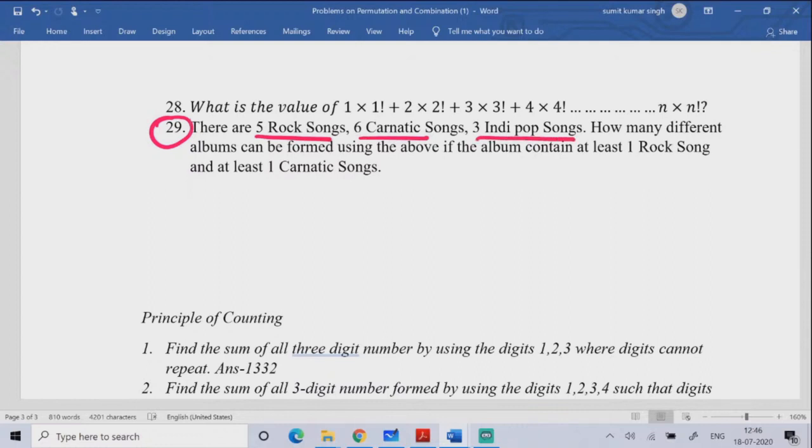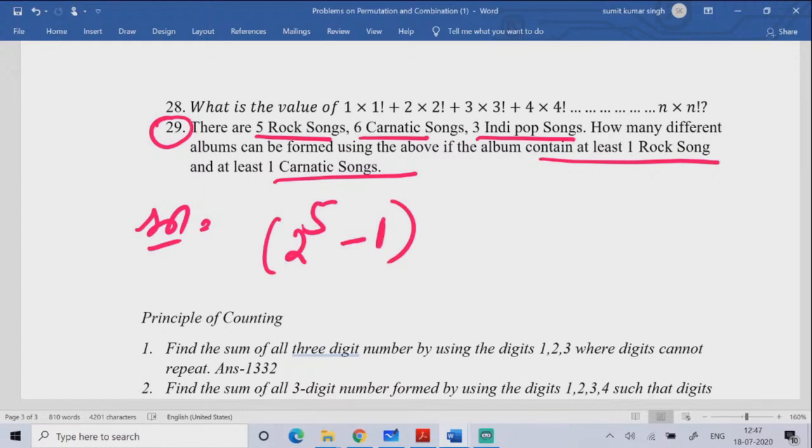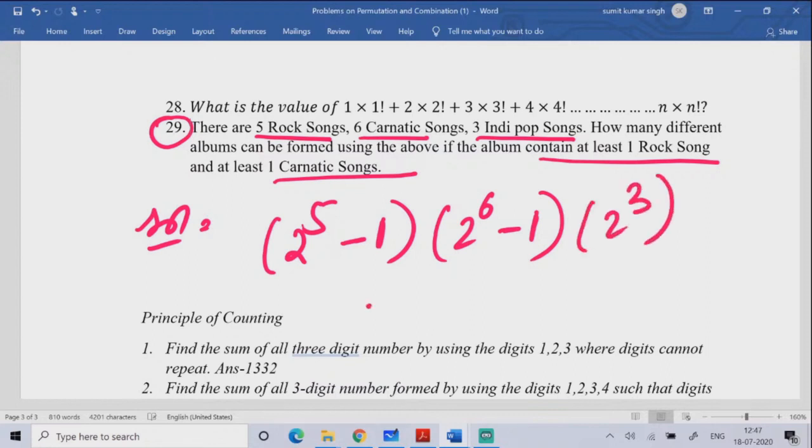How many different albums can you make by using them, such that the album should consist of at least one rock song and at least one Carnatic song? To solve this, total 5 rock songs are there and you want at least one rock song. At least means what? 2 to the power 5 minus 1. 6 Carnatic songs are there and you want at least one Carnatic song, so how many ways is this possible? At least one: 2 to the power 6 minus 1. 3 indie pop songs are there, there is no restriction for those, that is 2 to the power 3. So your answer is 31 into 63 into 8.